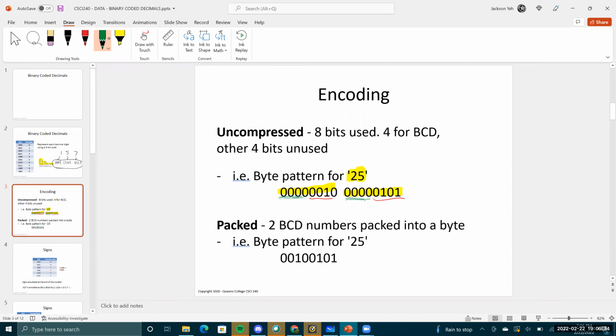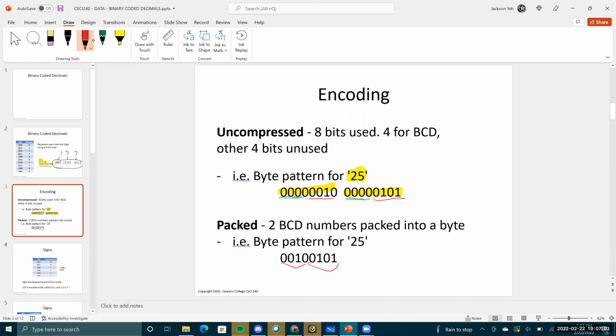Now let's compare that to another method called packed. A packed method will put 2 BCD numbers into a single byte. Just like our prior example, we have 25. Notice that 2 is here and 5 is here. So it puts 2 BCDs per byte. Immediately, comparing that to the byte pattern above, it uses half the amount of space because there's no wasted space.